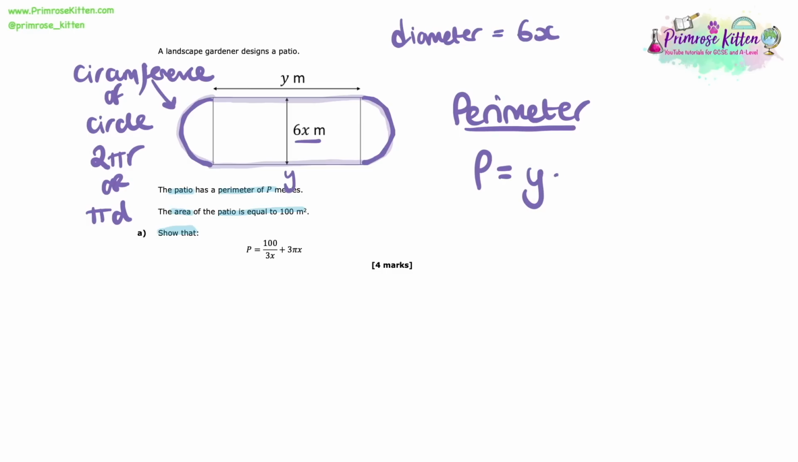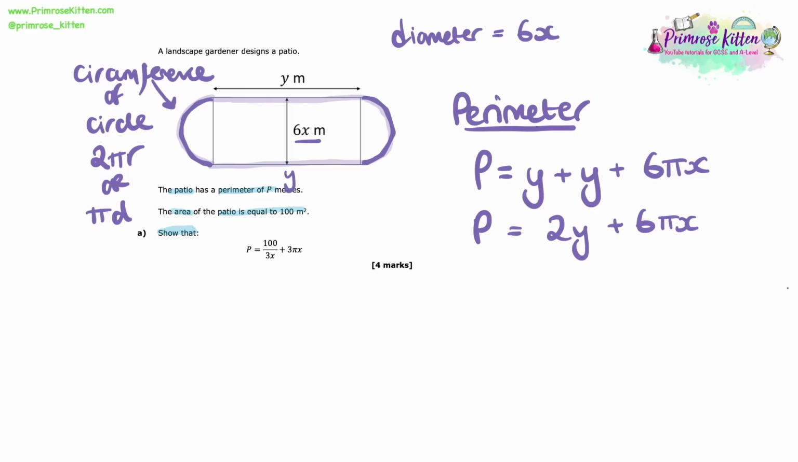So in total then, the perimeter is going to be equal to y plus that circumference of a circle, which works out as 6 pi x. So tidying that up, I get the perimeter equals 2y plus 6 pi x.